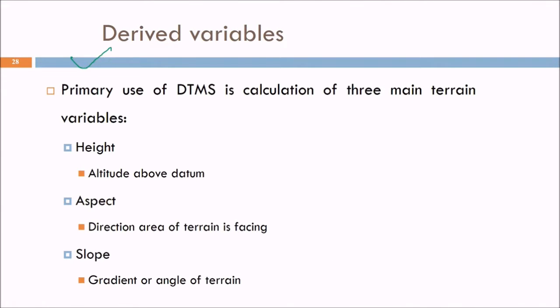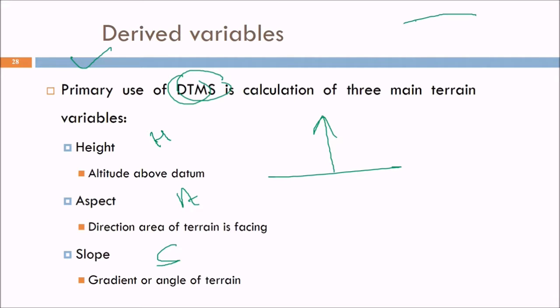What about the derived variables? What can you derive from a DTM or a DEM? The primary use of these DTMs is calculation of three main terrain variables. One is your height, the other is your aspect, the third one is your slope. What is the height? This is the altitude above the datum. And what is the datum? Datum is that ellipsoid which has been taken for computation for a particular region.